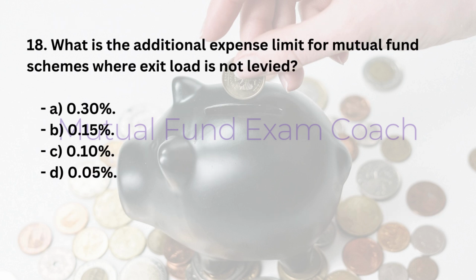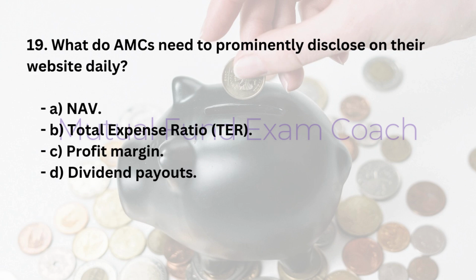18. What is the additional expense limit for mutual fund schemes where exit load is not levied? A. 0.3%. B. 0.15%. C. 0.1%. D. 0.05%. Answer: D. 0.05%.